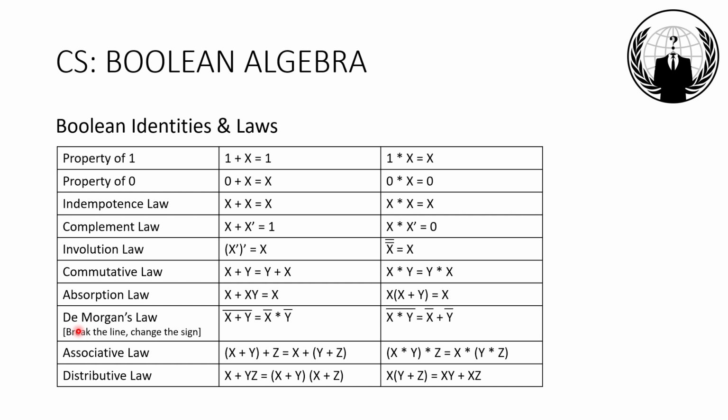Now here is the most fascinating law, De Morgan's law, with a very catchy phrase: break the line, change the sign, which will be applied in questions like this. If (x plus y) whole complement is present, we will break the line here, and it will be distributed among the individual inputs, x naught and y naught. Similarly, x naught and y naught. And the change of the sign: plus into multiply and multiply into plus.